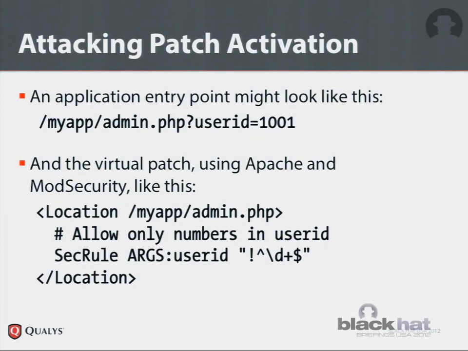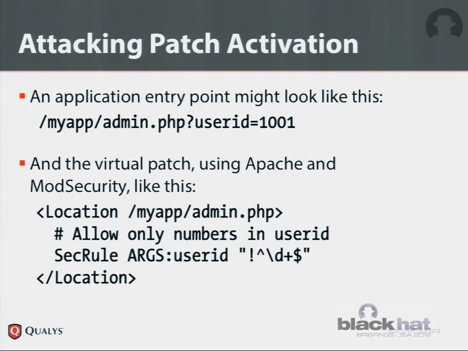In the lower part of the screen, you can see how you would do this running Apache and mod security. Conceptually, it's going to be the same with any web application firewall. What you do first is a patch activation. Typically, this is done based on the path. And then you say, OK, this is where this patch needs to apply. In this case, it's myapp/admin.php.